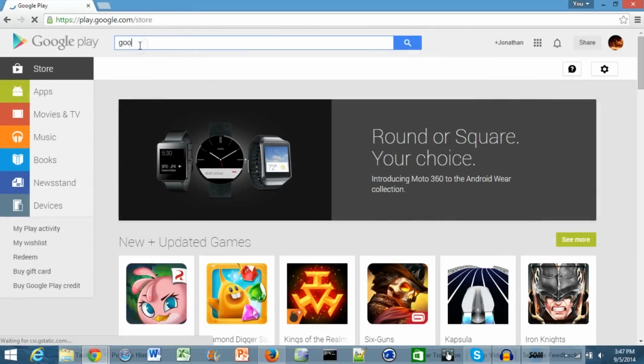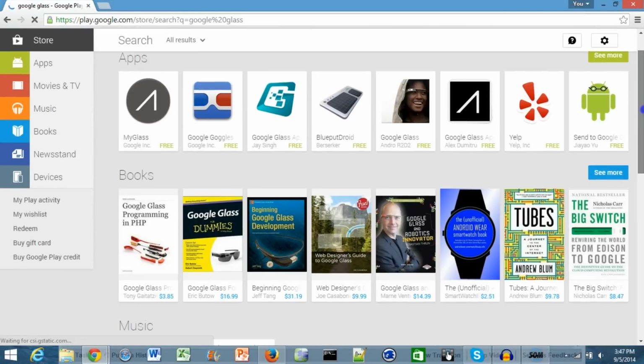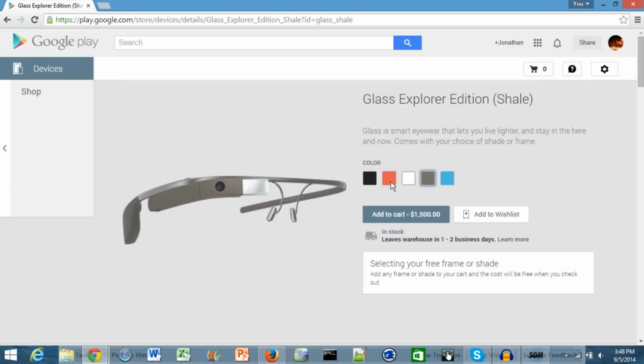Glass was removed from the Google Play Store a couple months ago, and at the time, a lot of people predicted that Google was just done with the project for good. In light of Eric Schmidt's recent comments, though, I think it is very likely that we'll be seeing another consumer edition of Glass sometime either this year or next year.